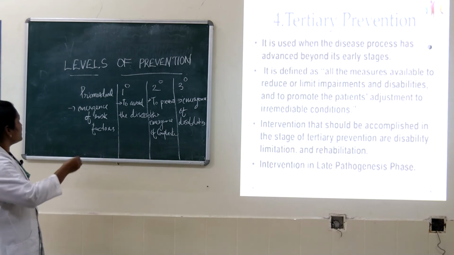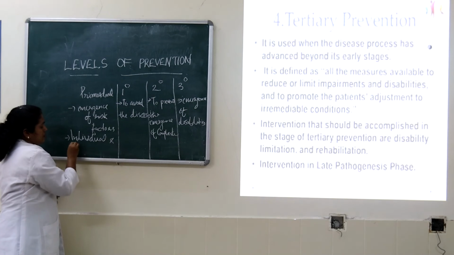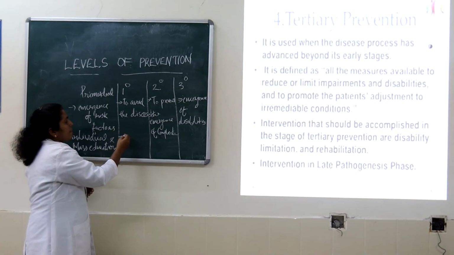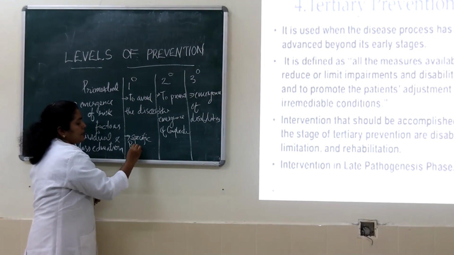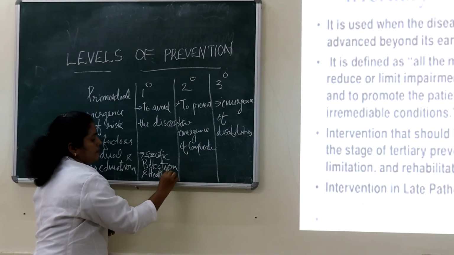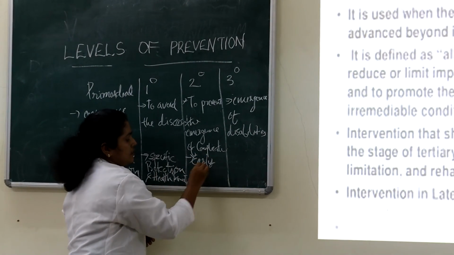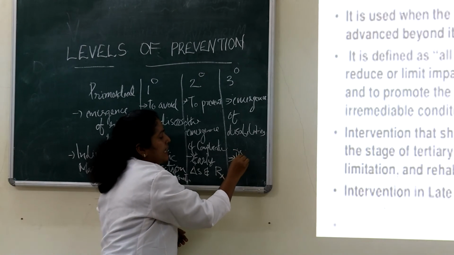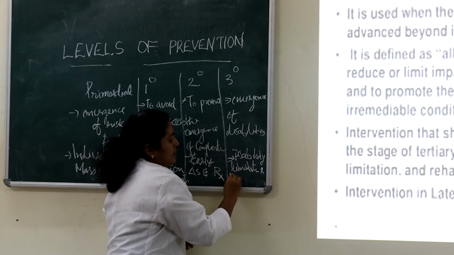So the interventions in primordial level prevention are individual and mass education, in primary level include specific protection and health promotion, in secondary level include early diagnosis and treatment, and in tertiary level include disability limitation and rehabilitation.